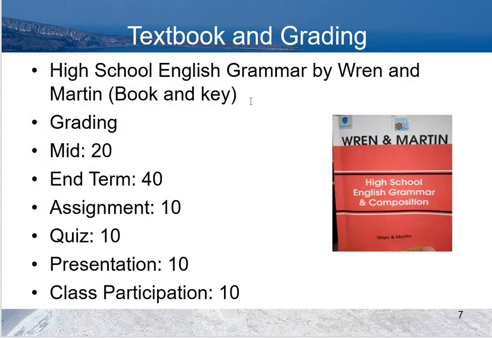For this purpose, for learning grammar, you should follow High School English Grammar by Wren and Martin. Its key book is also available, and this is the best-selling grammar book. Suppose you read definitions, you read the concept, and first of all, you look at the solved examples. Then there are different exercises. Solve those exercises and then find the answers of those exercises from the key book. So when you buy a book, buy its key book as well.